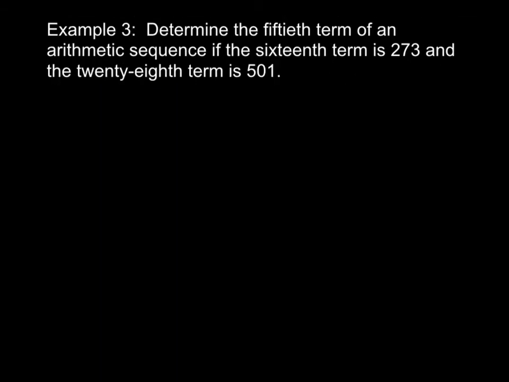In our last example, we look at probably one of the most difficult types of problems you could see with arithmetic sequences. Determine the 50th term of an arithmetic sequence if the 16th term is 273 and the 28th term is 501. So they have given us that the 16th term, or a sub 16, equals 273, and the 28th term, a sub 28, is 501.